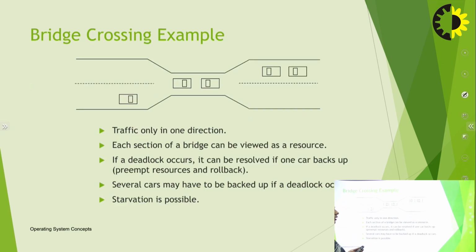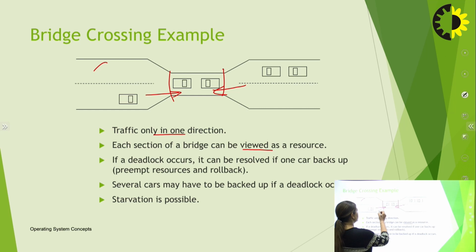Now see, if we take a real-life example for a deadlock, there is a narrow bridge and these are the broad roads. Some vehicles are coming from this side and some vehicles are coming from this side, and the traffic can move only in one direction. Each section of the bridge can be viewed as a resource. Now we will compare the bridge to a resource. This resource is a bridge and all these vehicles are the processes. Now all these processes require this particular resource.